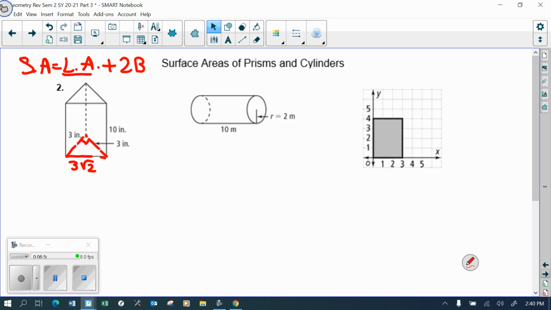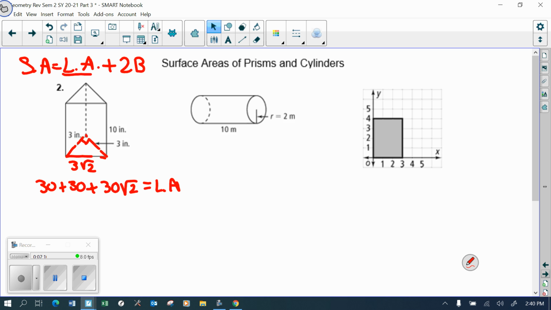Remember, area of a rectangle is base times the height. So I have 3 times 10 is 30, 3 times 10 is 30 for the back two, so it's 30 plus 30 plus 30 root 2. 3 root 2 times 10 is 30 root 2. This is the lateral area.